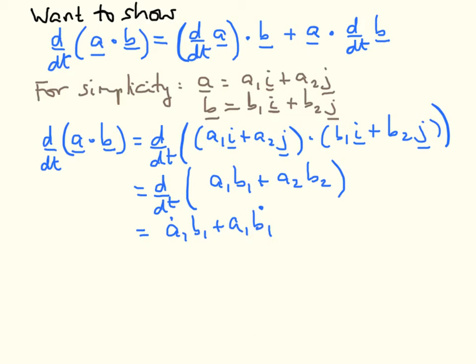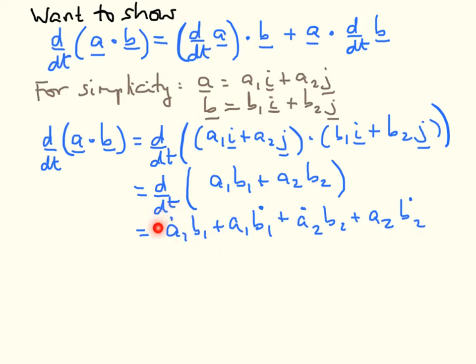And now we just add the derivative of this product here, and we get a2 dot b2 plus a2 b2 dot in exactly the same way. And now if we look at this, we've got 4 terms, and I think it's quite natural to clump them together in a slightly different way.